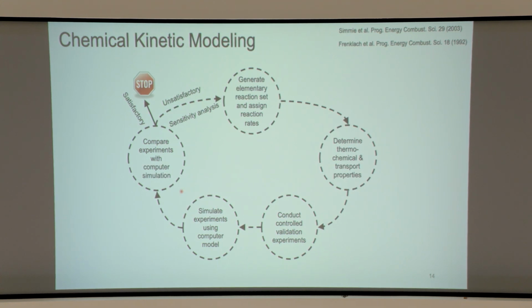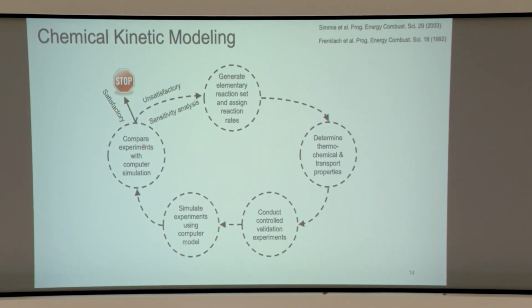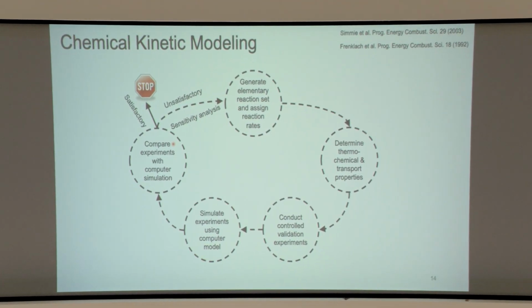You can say you have a good model, but oftentimes it's never satisfactory because the first set of reactions might be missing some reactions. Probably some of your kinetic data and thermal data is wrong because it's just a first guess. So you can do some sensitivity analysis. You can find out the important reactions, the important thermal data, and you can try to improve your model. And it's an iterative process.